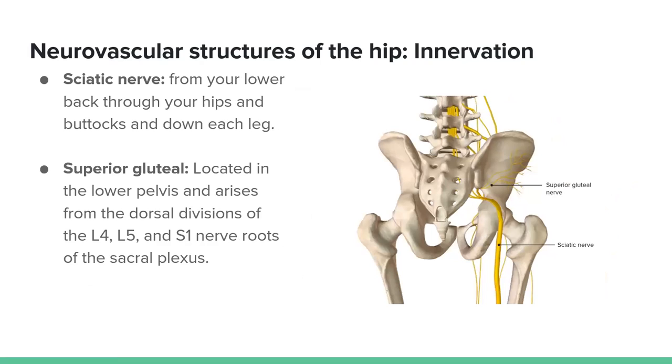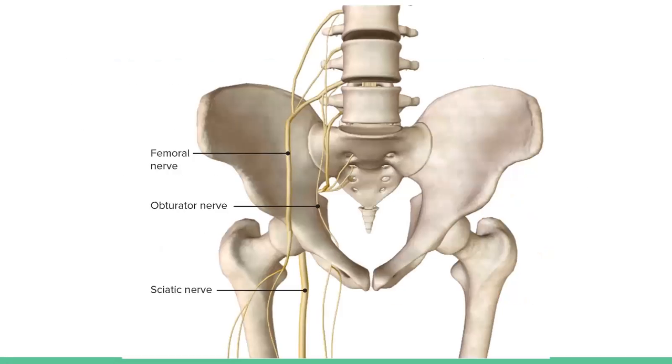And of course you have the sciatic nerve. It goes from your lower back through your hips and then your butt and down each side of your leg, as you can see right here. So there should be one on the opposite side as well. You have your superior gluteal, so at the top, located in the lower pelvis, and then it goes from the dorsal divisions of L4, L5, and S1 nerve roots of the sacral plexus. And then here again is another visual representation. You can see the 3 different nerves.